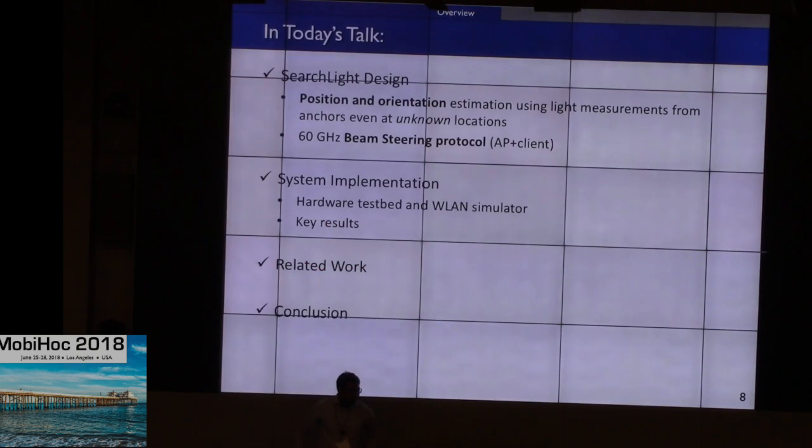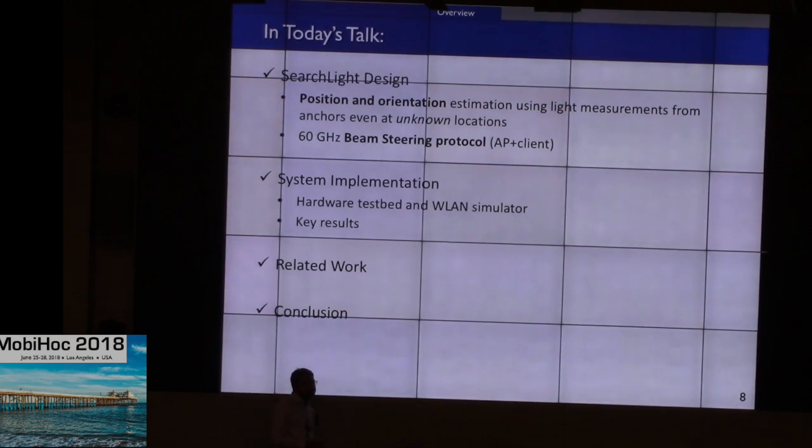So in my talk today, I will talk about SearchLight design first, in which I will explain our novel method to estimate both the position and the orientation of the devices using light measurements alone, as well as our method to localize the light anchors as well. Then I will talk about our 60 GHz beam steering protocol, in which we adopt the beams at both the access point side as well as the client side.